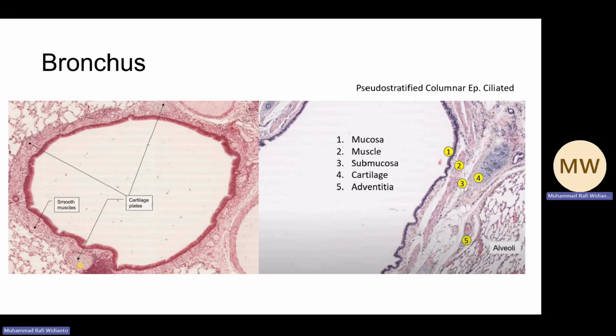As you can see in these arrows, they're not clearly ring shaped. And it's also seen that the smooth muscles occupy the full circumference of the bronchus. And over here on the right, it's just the layers of the bronchus. So you have the mucosa, the muscle layer, the submucosa, the cartilage, and also the adventitia.